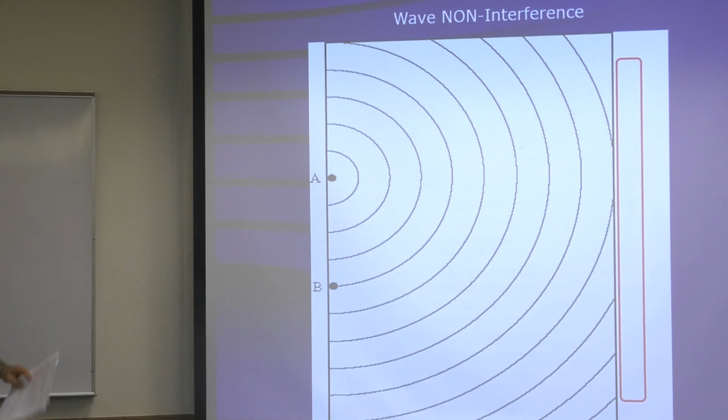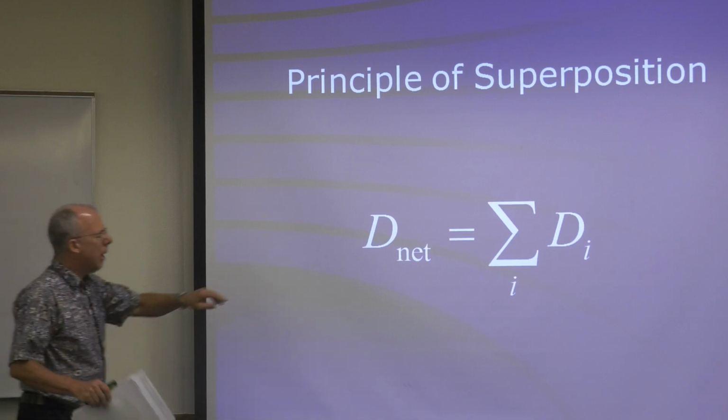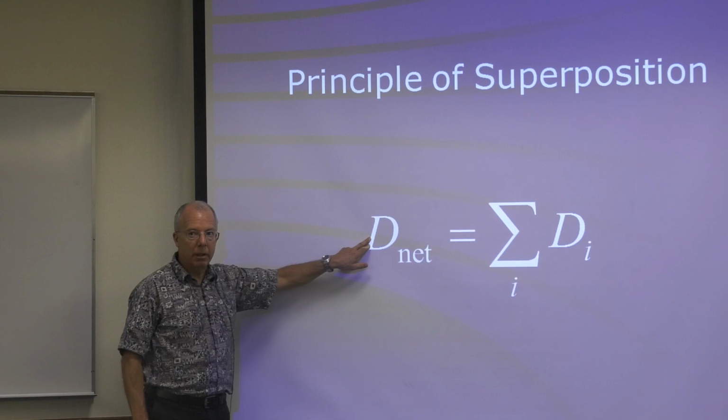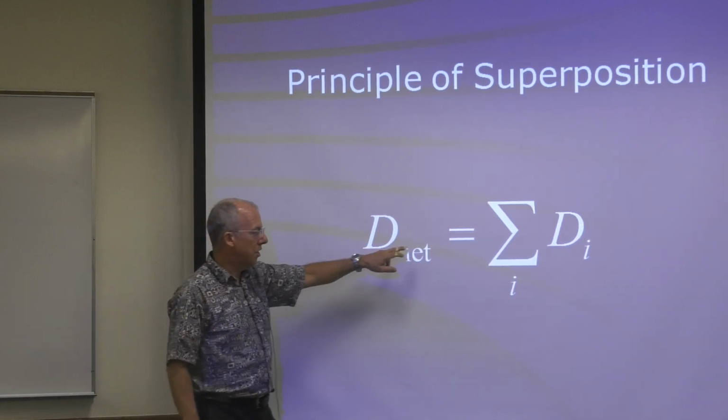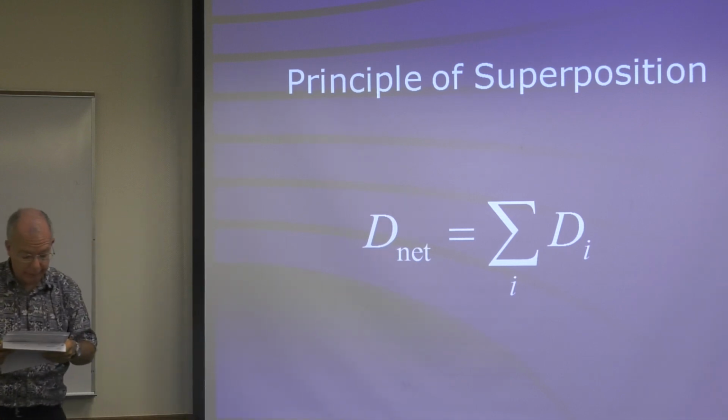All right. So what I've been showing you are all examples of something called the principle of superposition. So remember, D stands for the displacement. So the net displacement is just the sum of the individual ones. That's all it is, okay?